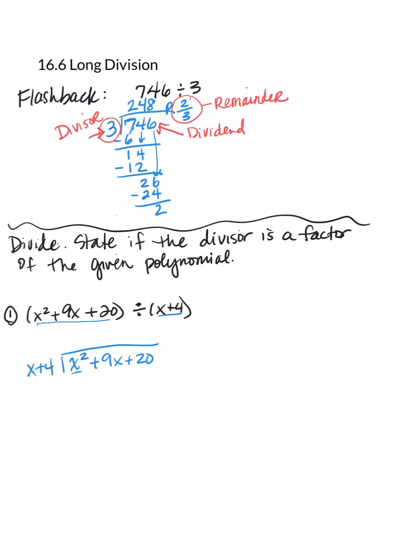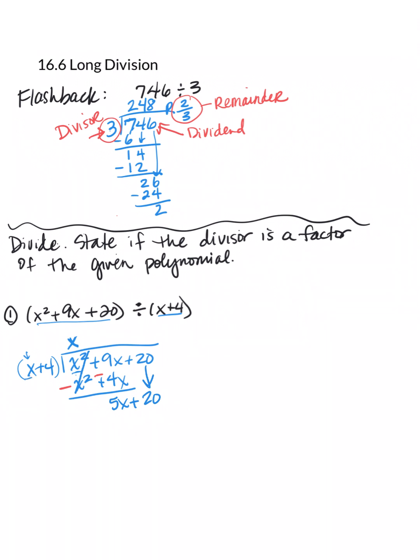So this x times what gives me x squared? Well, hopefully you know that that's just x. Now what you're doing is multiplying or distributing this x right here across this divisor. So I'll have x squared plus 4x, and I draw my line. Now you got to make sure you remember we subtracted here. Remember this up here? We subtracted. So let's do the subtraction here and see what we get. So that lead term should cancel out. Now 9 minus 4 is 5x, and then bring down the next number, plus 20.